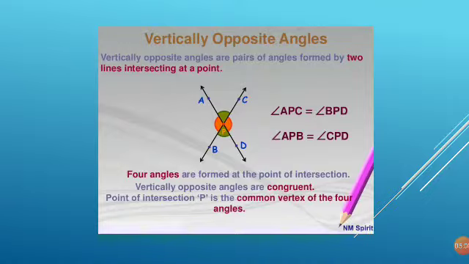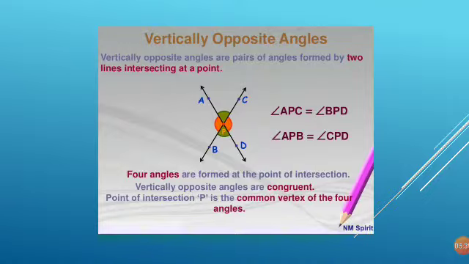The next one is angle APC, whose opposite angle is BPD. These are formed by two lines intersecting at a point. Four angles are formed at the point of intersection, which is P.